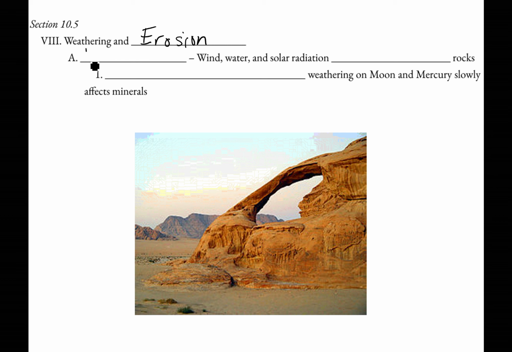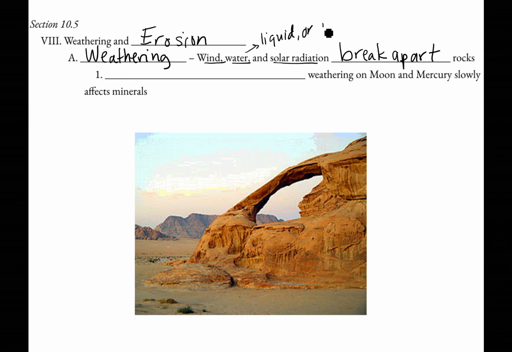Okay, so weathering is when you have things like wind, water, and there's an extra one, the sun, radiation from the sun, solar radiation, work on the rocks on the planet and break them up. So weathering is all about breaking apart rocks, right? Water could come in forms of liquid or ice. I'm just going to add that in there because we'll talk about that later. So either liquid or ice water can break rocks down over time.